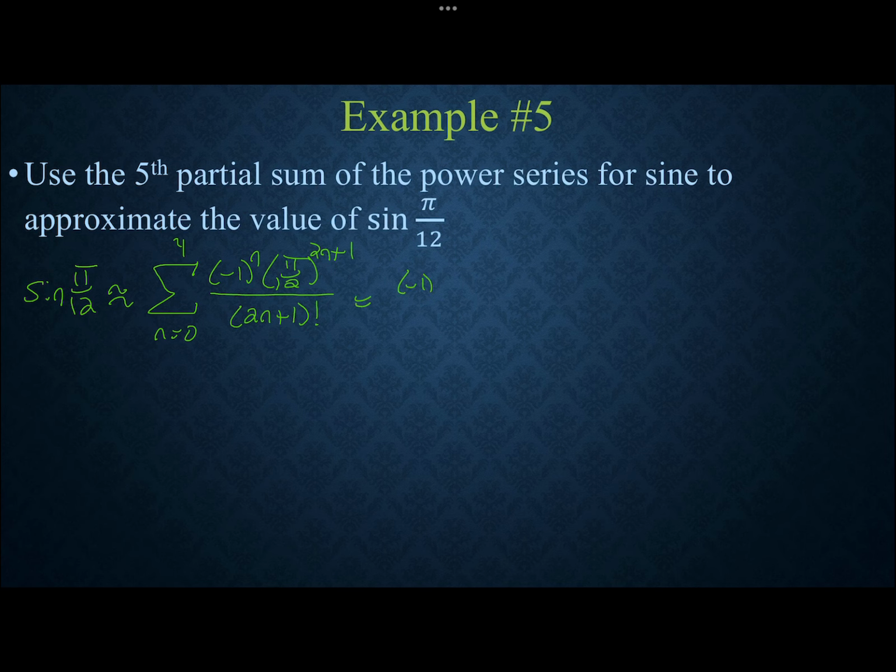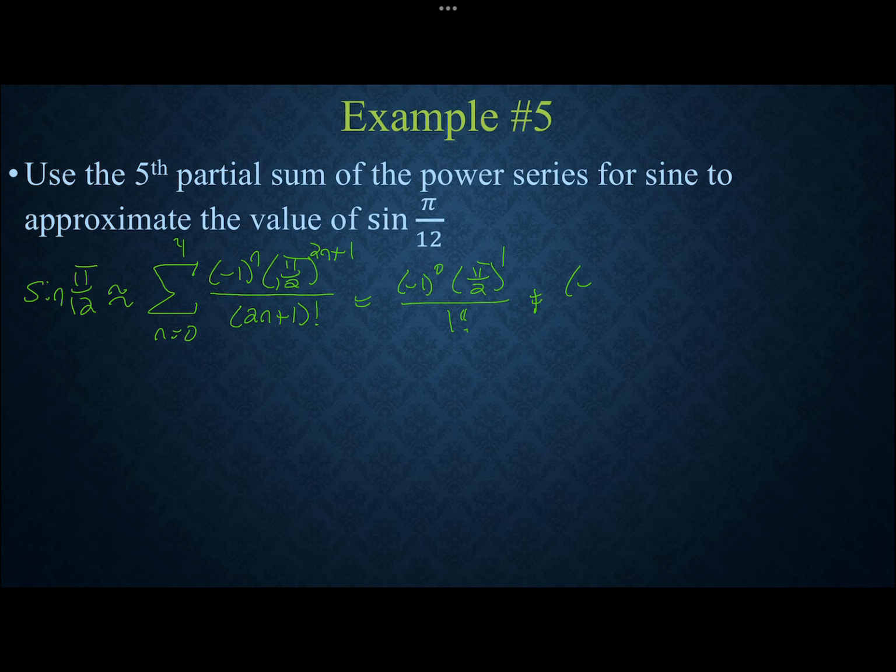So we'd have negative 1 to the 0 power, and then pi over 2 to the 1st power over 1 factorial. So you're going to find that in the previous one, the exponents of the factorials were increasing even numbers: 0, 2, 4, 6, 8, and so on. These will now be increasing odd numbers because it's 2m plus 1. That's how we find an odd value.